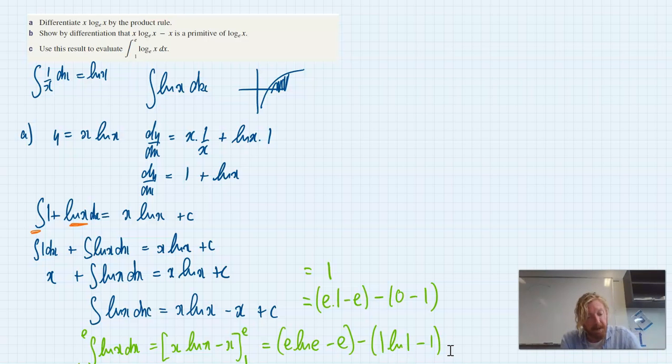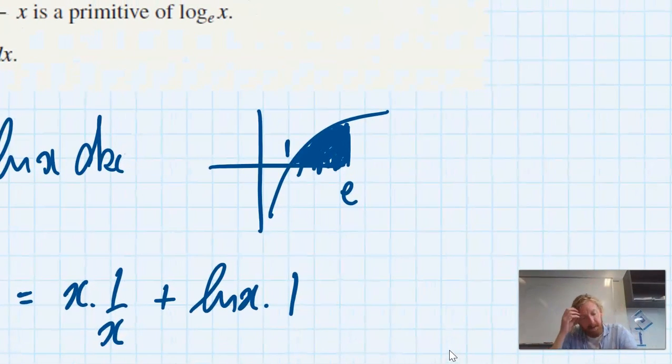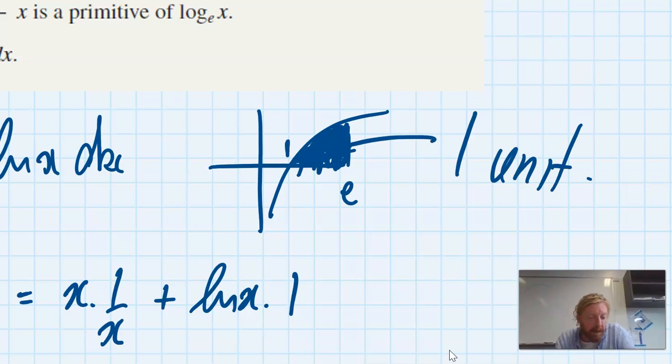Look at this picture up here. That's this here from 1 to E, is exactly 1 unit. Wow. 1 unit squared. Woo. Okay, see ya.